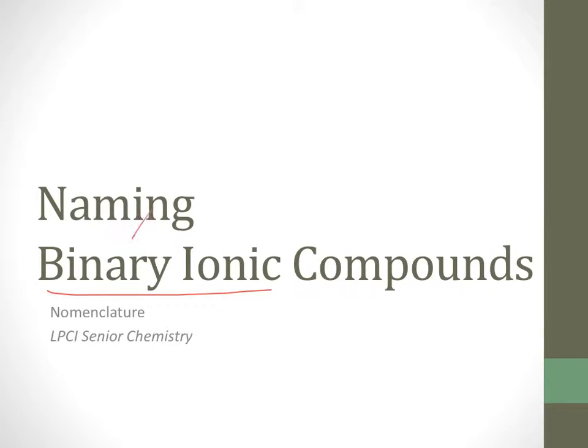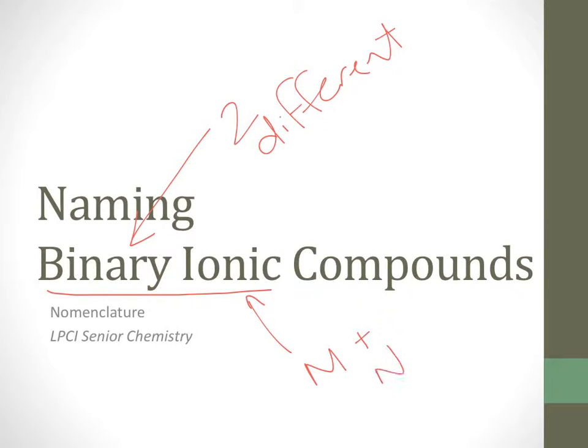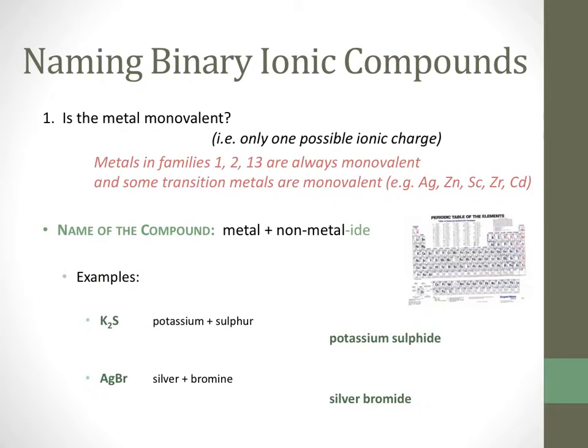The way we do this is by looking for compounds that have two different elements, and also to ensure that those two elements consist of one metal and one nonmetal. Once we have identified a compound as binary ionic, the next step is to take a close look at the metal to determine if the metal is monovalent or multivalent. Monovalent metals have only one possible ionic charge, whereas multivalent metals have more than one possible ionic charge.